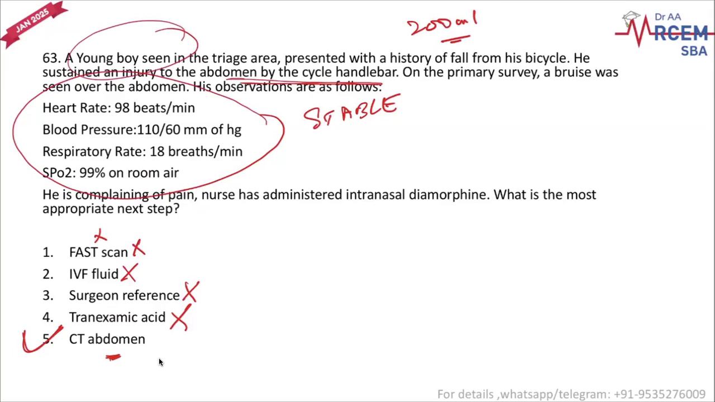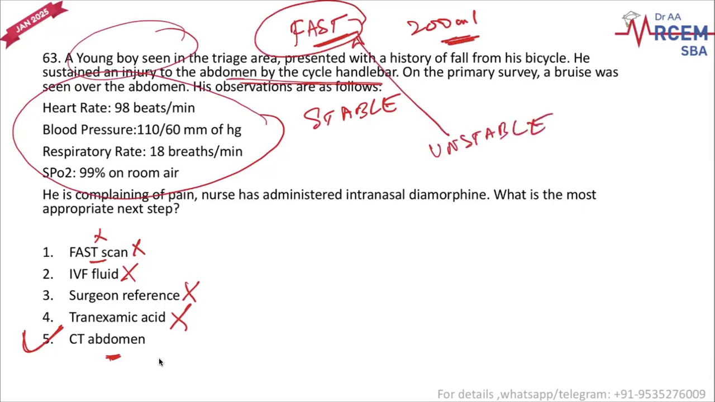So you are getting a CT scan done. If ultrasound is the option, FAST scan is an ultrasound, so you're not getting it done. Ultrasound scans are not sensitive enough. In an adult also, it's not sensitive enough. You need to have 200 ml of free fluid in the abdomen. So FAST scan is done when the patient is unstable. If the patient is stable, go ahead and directly get a CT abdomen done if you're suspecting anything is wrong in the abdomen.